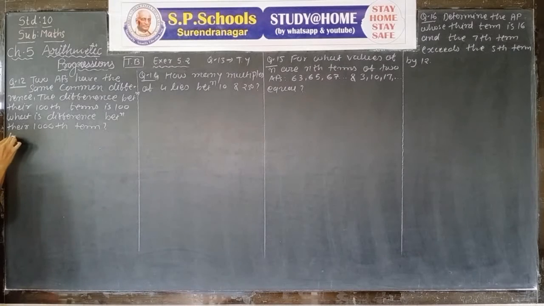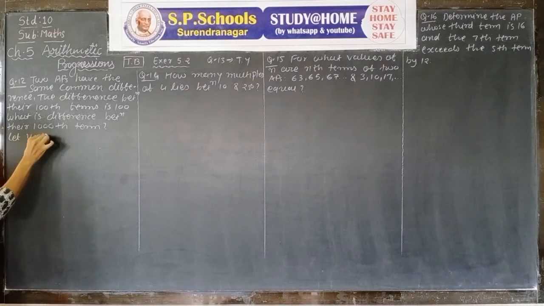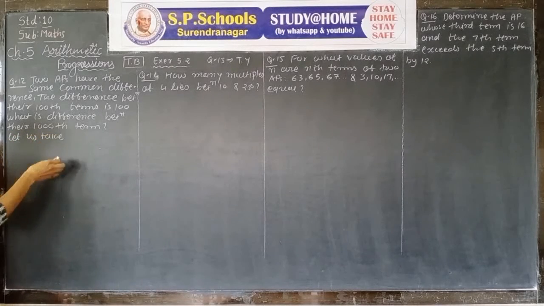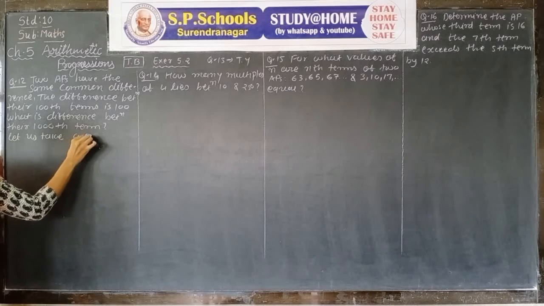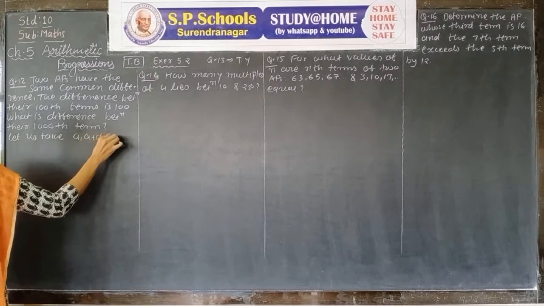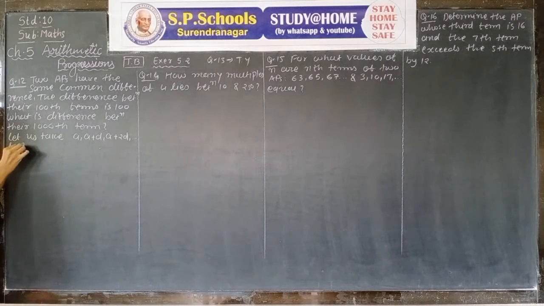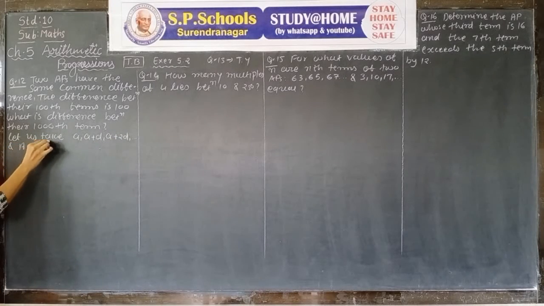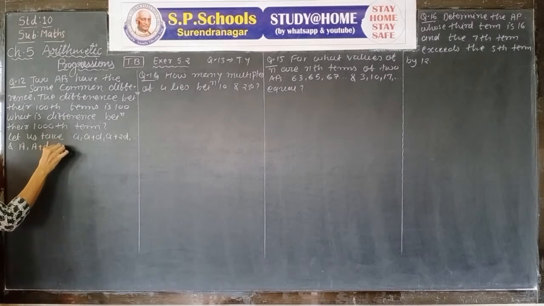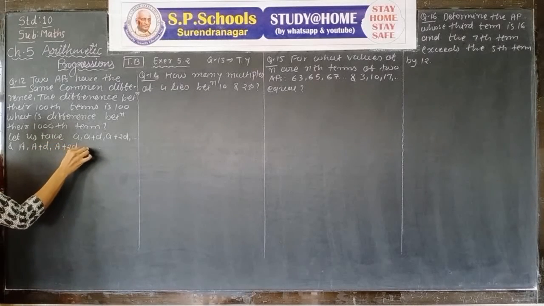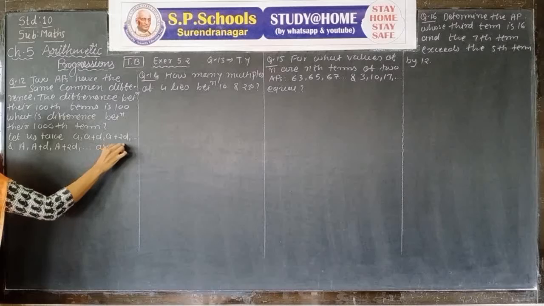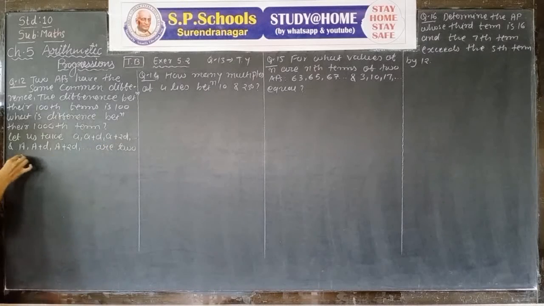Let us take two APs: A, A plus D, A plus 2D up to infinite, and A dash, A dash plus D, A dash plus 2D up to infinite. The common differences are same. These are two APs.